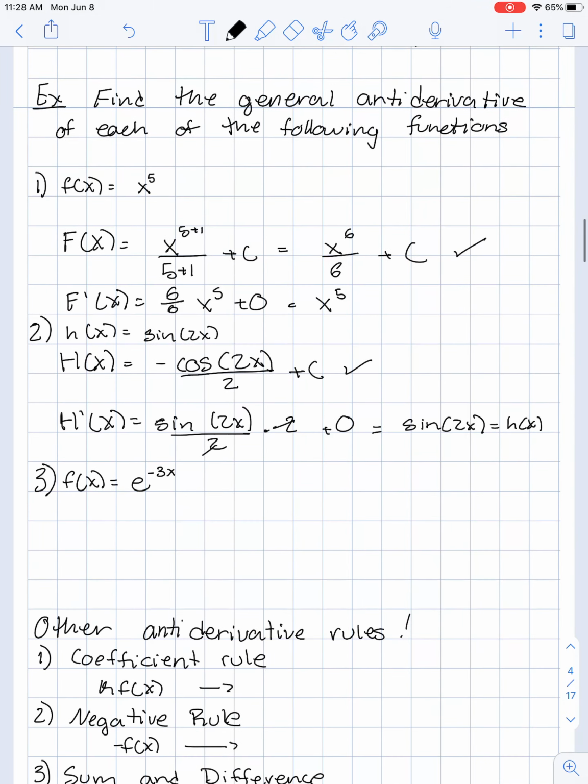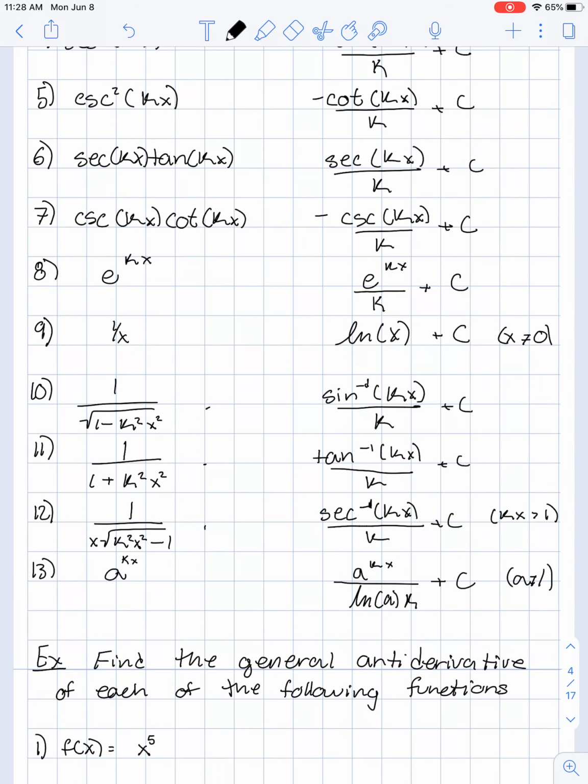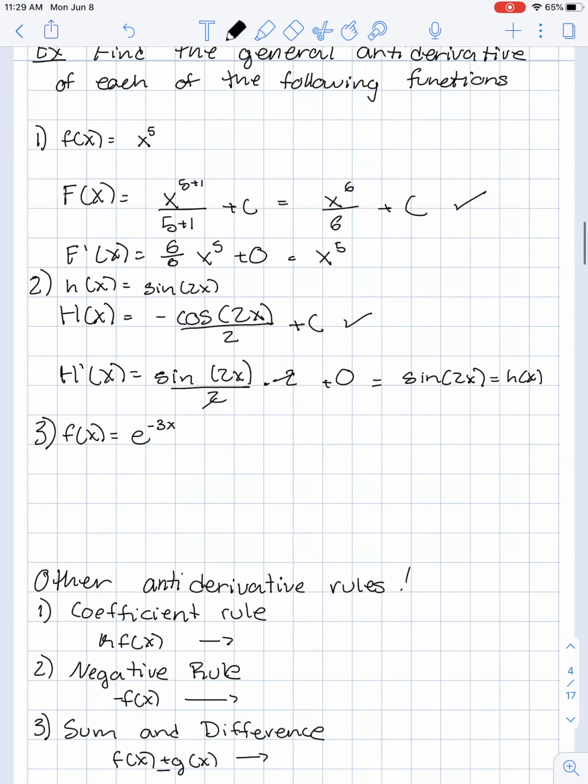All right, so then e to the negative 3x. So let's go look at our derivative rule. So I'm still going to have e to the negative 3x, and I'm just going to divide it by negative 3. And I'm going to add my constant c.